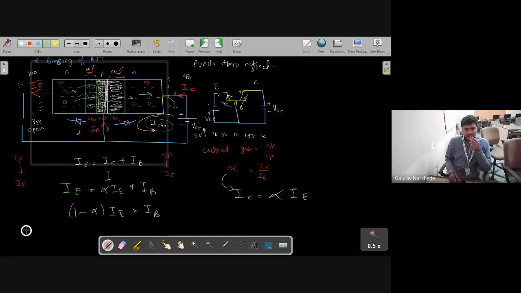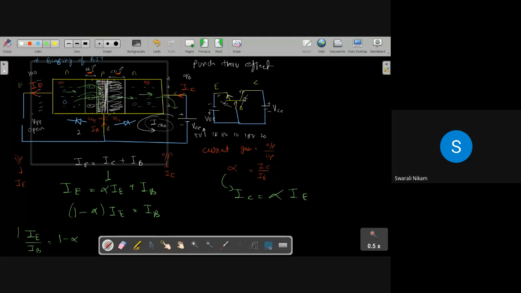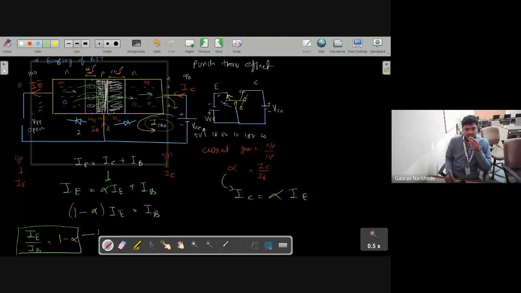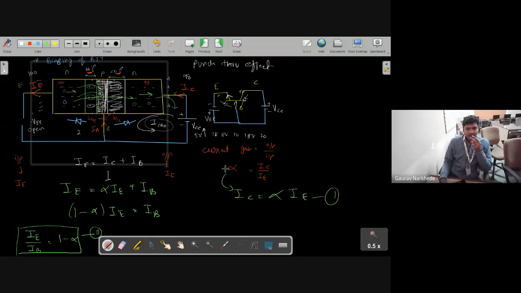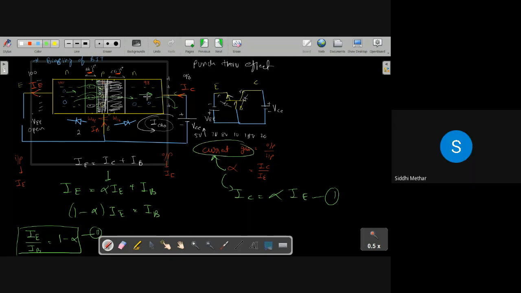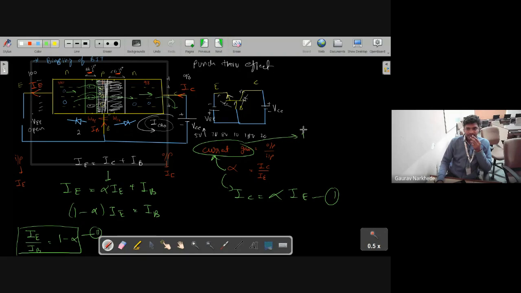Yes, sir. Therefore, IE divided by IB will be equal to 1 upon 1 minus alpha. So this is one more equation. This is one equation. Correct? This is second equation. Simple है? Yes, sir. So what is alpha? Current gain of a transistor in common base configuration.